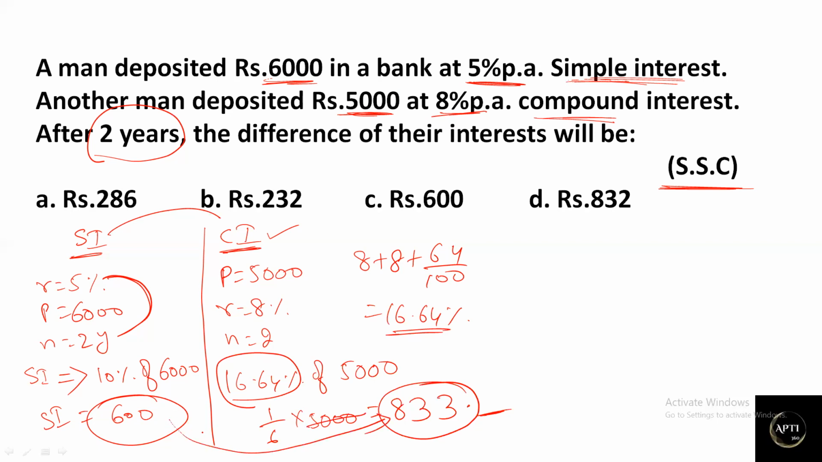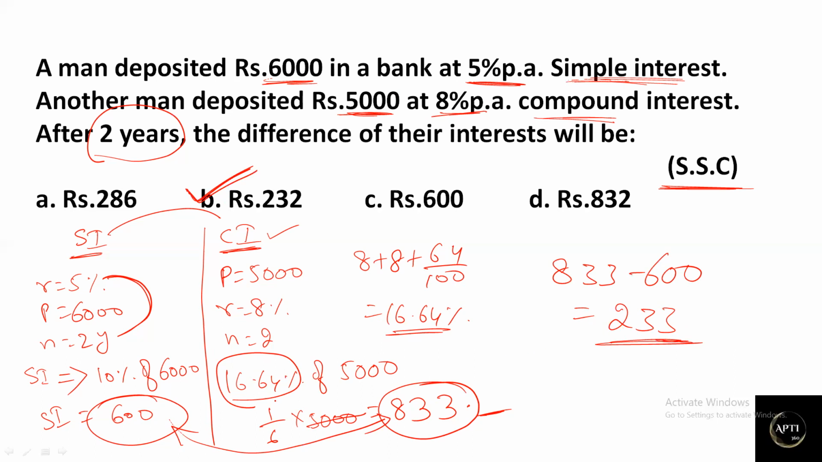What is the difference between simple interest and compound interest? That's what the question asks. What is 833 minus 600? It is 233. So check with the options. Which option is 233 or the nearest value? Here 232. And I will tell you the reason why we got one more than 232. Actually 233. How did we get 233?